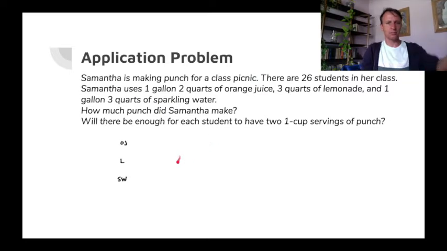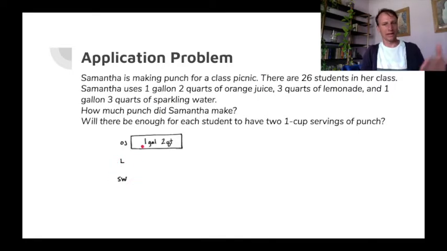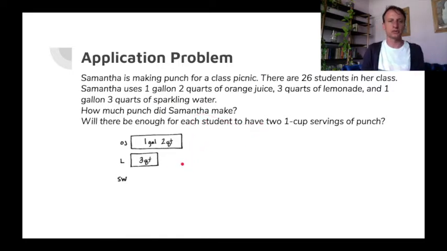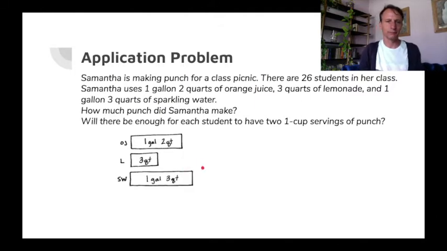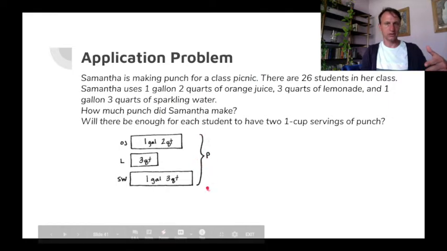Let's draw out a little tape. We got OJ, orange juice. We got L for lemonade and SW for sparkling water. 1 gallon, 2 quarts for the orange juice. 3 quarts of lemonade is less than that, so it should be smaller, right? Because 4 quarts make a gallon, remember, we need that for this question. And 1 gallon, 3 quarts of sparkling water, well, that's more than 1 gallon, 2 quarts, so it's a little bigger. All right, so now we want to add those together to find the total, P for punch.